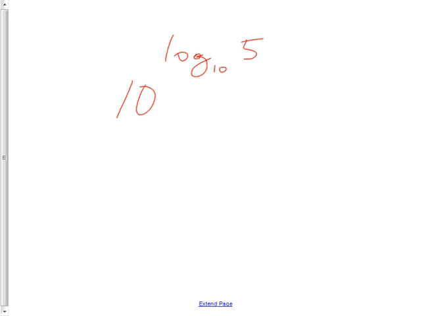Now, let me make sure there's... Oh, there are some e's on here. So, you remember what e is? 2.718. Very nice. He's on fire. All right. If you haven't already memorized that one, you might want to write it down. e is 2.718.